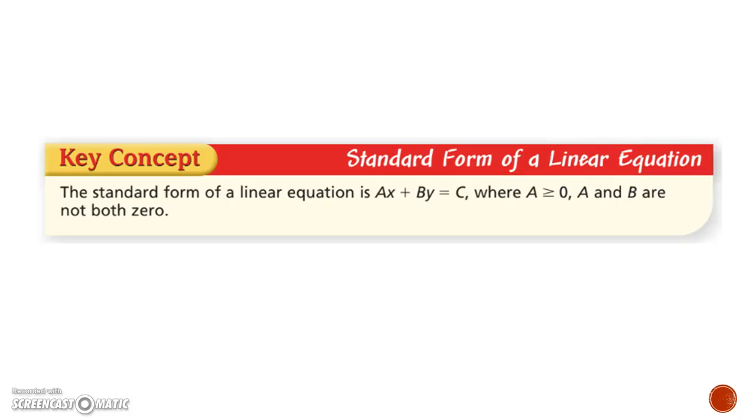So here's our standard form of a linear equation. It's ax plus by equals c, where a is greater than or equal to 0, so positive. A is positive. A and b are both not 0.